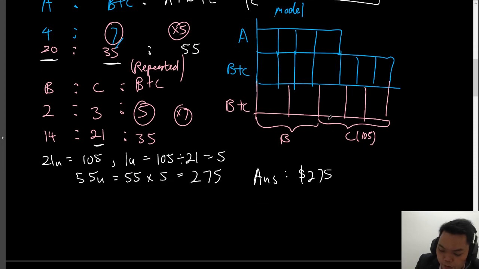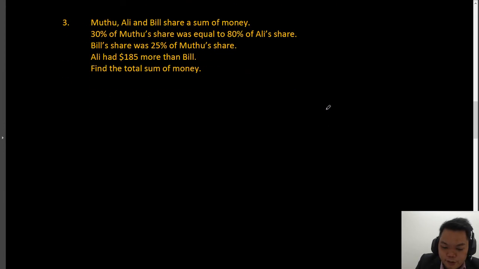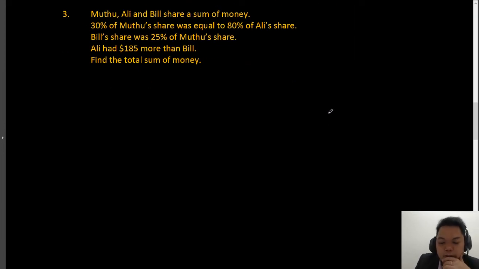Okay, so that's the idea. You can draw it out first. Let's go on to number 3. Okay, Muthu, Ali, and Bill share a sum of money. So 30% of Muthu's share was equal to 80% of Ali's share. Okay, now this is a question where they combine up a few concepts together.